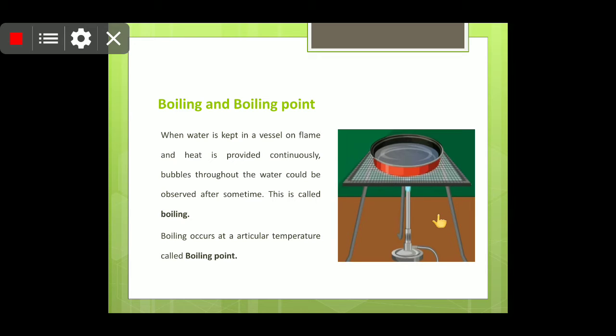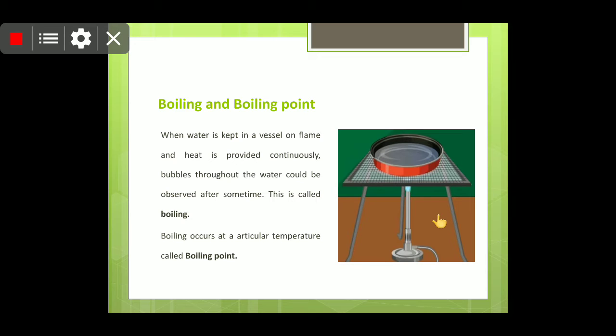So children, when water is kept in a vessel on flame and heat is provided continuously, bubbles throughout the water could be observed after some time. This is called boiling. You must have seen your mama boiling some water while making tea. So you must have observed the bubble sound also.